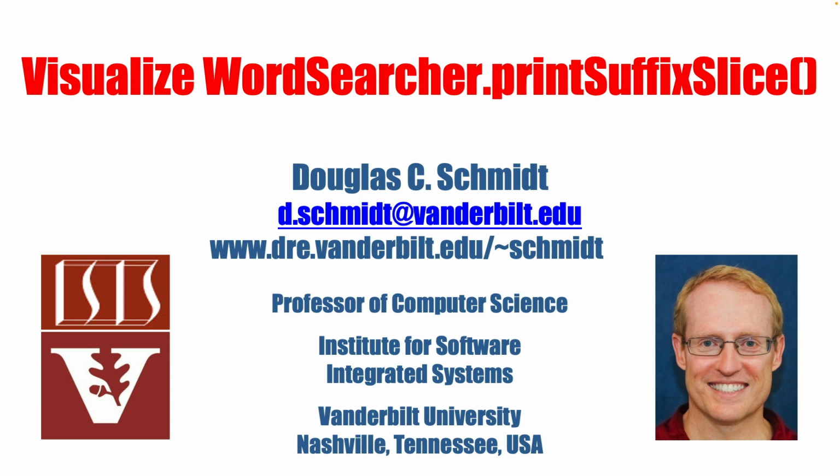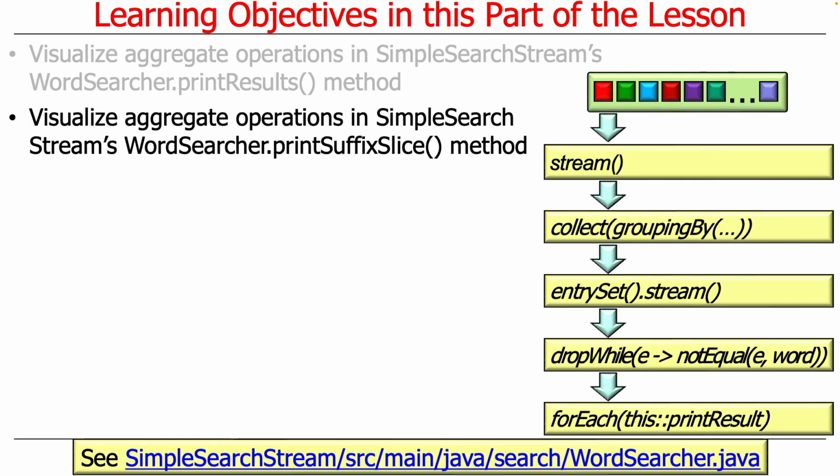So the last example I want to take a look at today will be using various cool advanced Java intermediate operations to print a suffix slice. So what the heck is a suffix slice? Well, we'll talk about that.